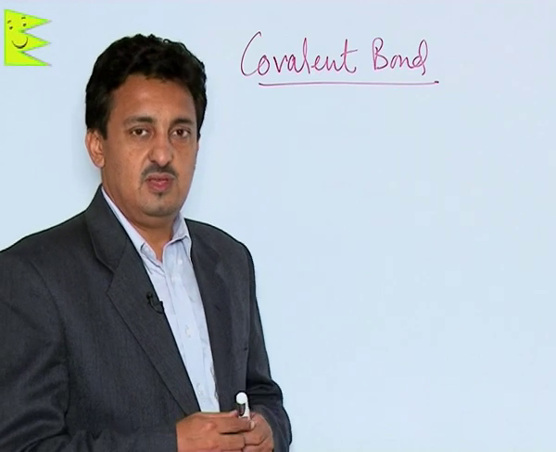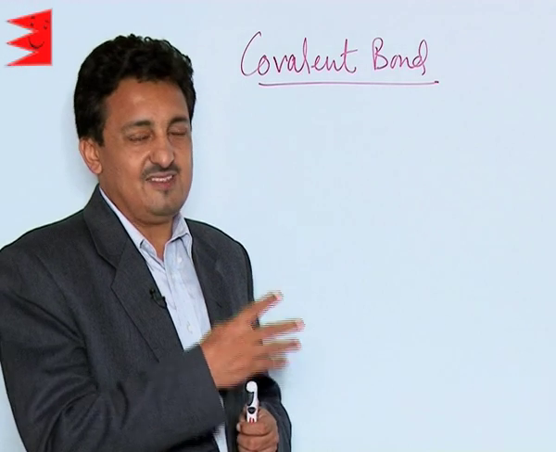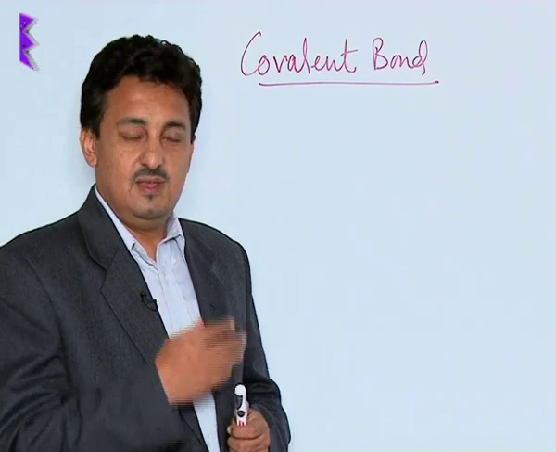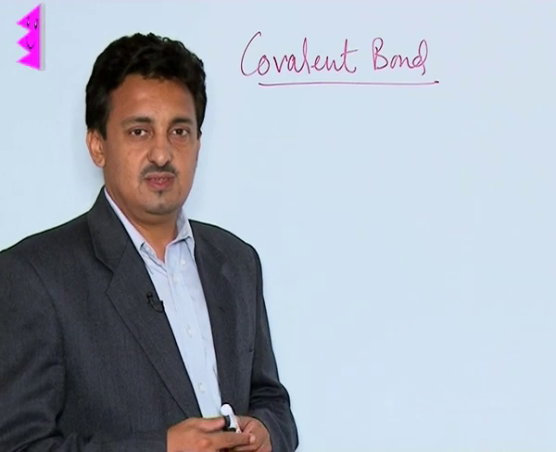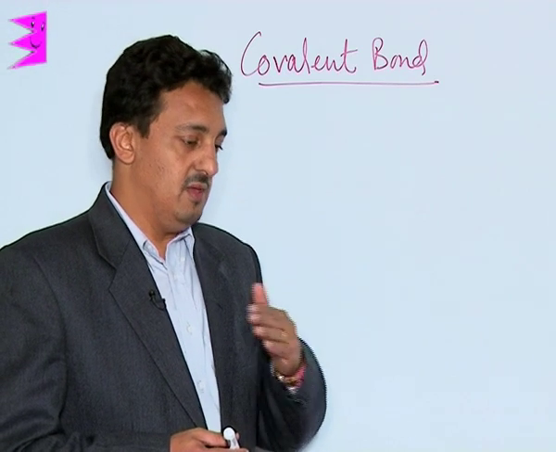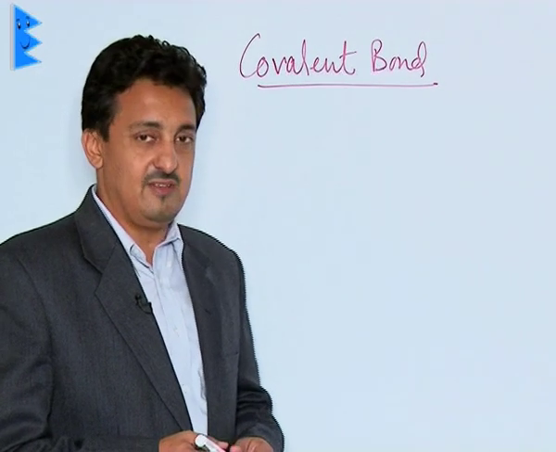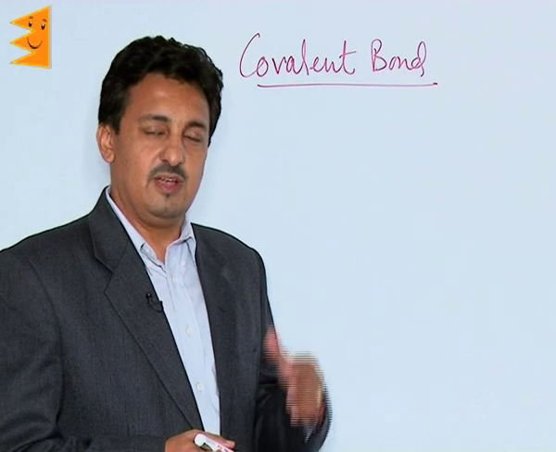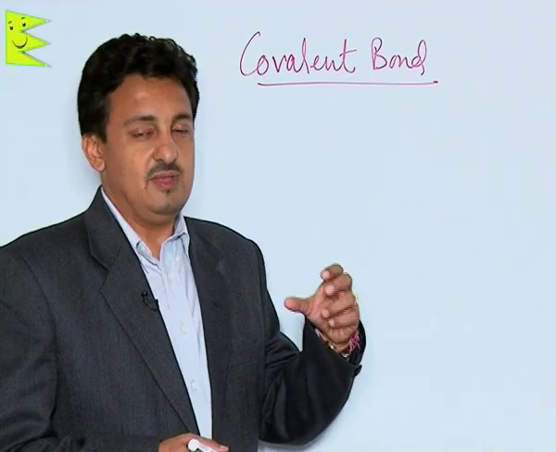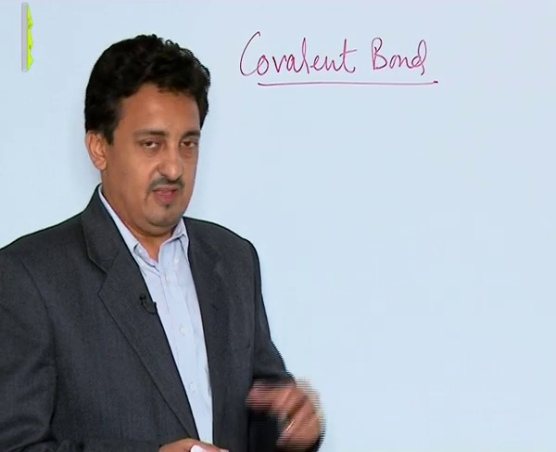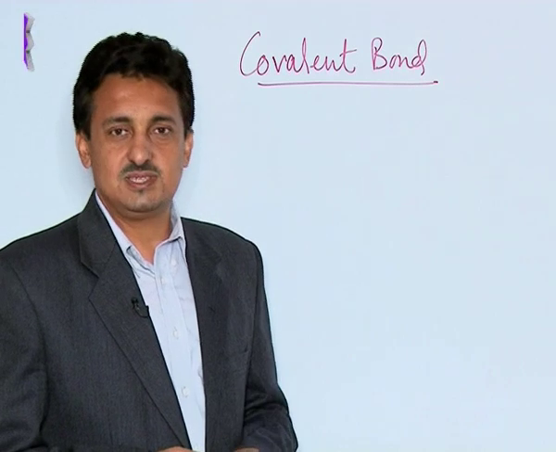First of all, those molecules which have covalent bonds can exist in the solid state, but they can also exist in the liquid or in the gaseous state. This is completely opposite to what we have in the case of ionic compounds or ionic bonded solids, because ionic bonded solids can only exist in the solid state, whereas covalently bonded compounds can exist in solid, liquid or gaseous state.